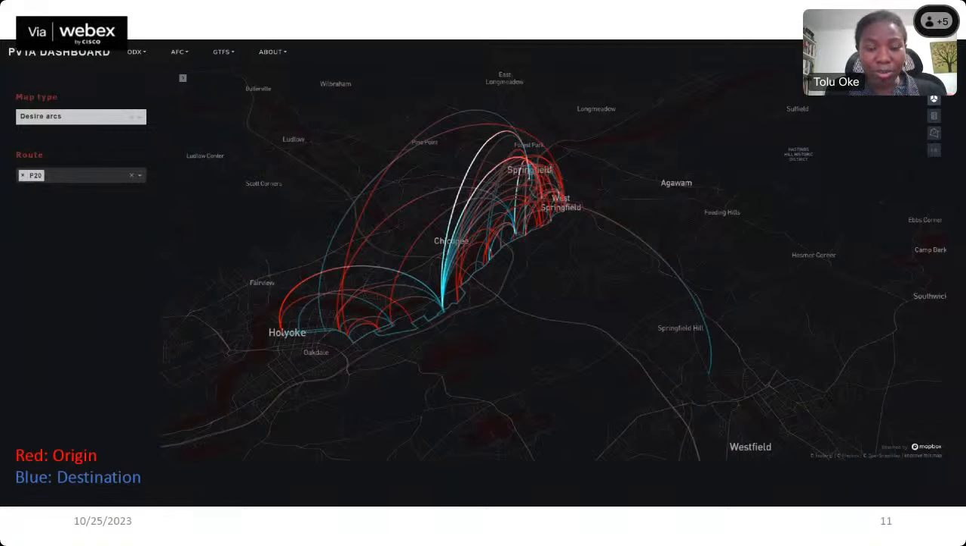Here I'm just showing one. So before I show the full network, here I'm showing just one route, which is PVTA's P20 route. And you can see for someone who got on, say, at Holyoke, the red point, where they got off, and so on and so forth. And so at the route level, we were also able to see how people were moving through individual routes, as well as at the system level, how they were moving across various routes on the system.